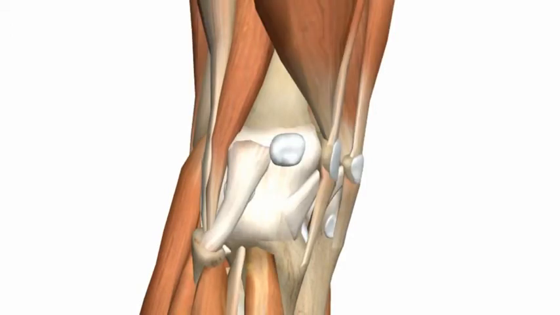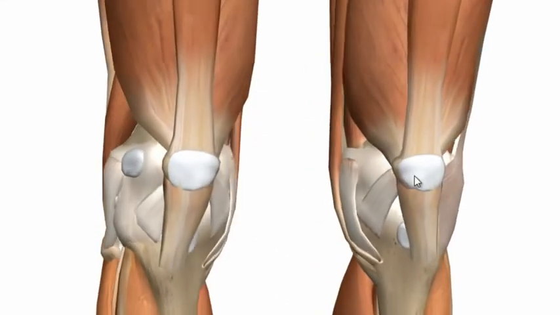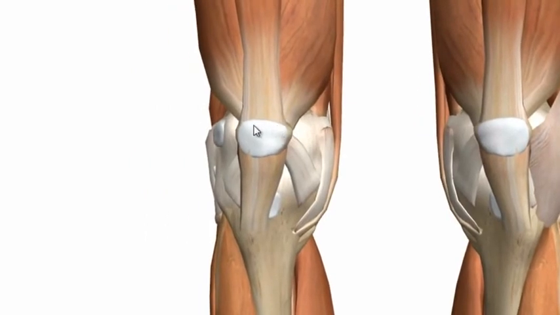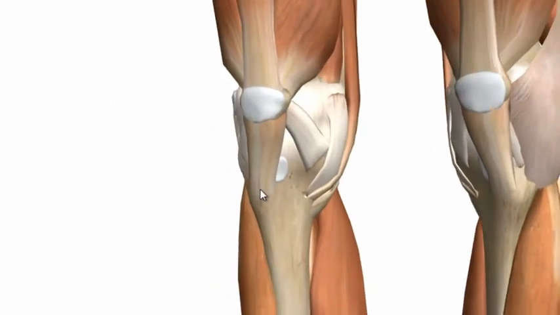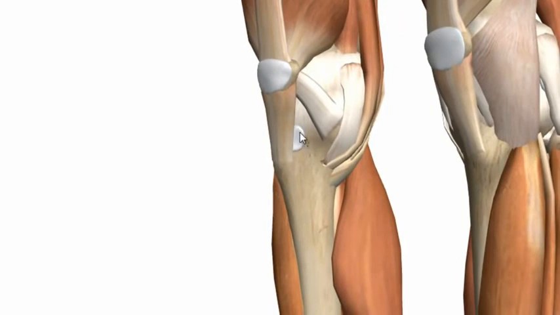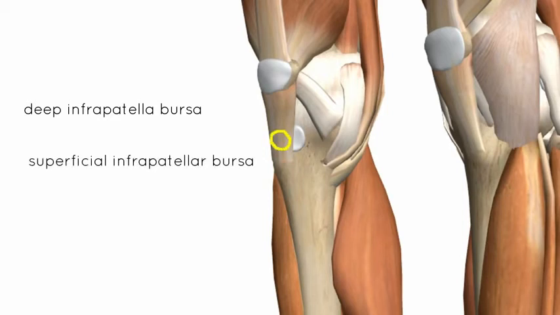So there are a few other bursae worth mentioning. You've got this bursa here, which sits over the kneecap. It's called the prepatellar bursa, the subcutaneous prepatellar bursa. And then you've got this bursa down here, which sits underneath the patellar ligament. So this is called the deep infrapatellar bursa, because you've also got one that sits on top of the patellar ligament, and that's more superficial. So this is called the superficial infrapatellar bursa.